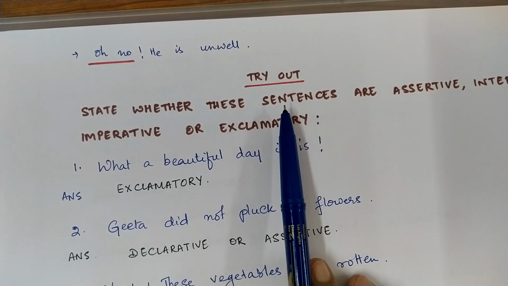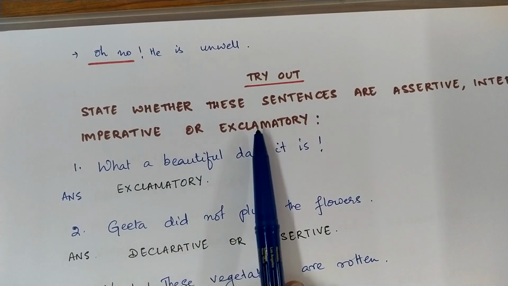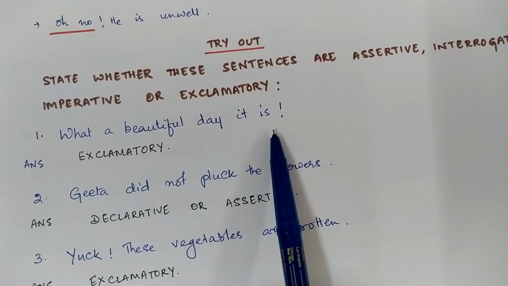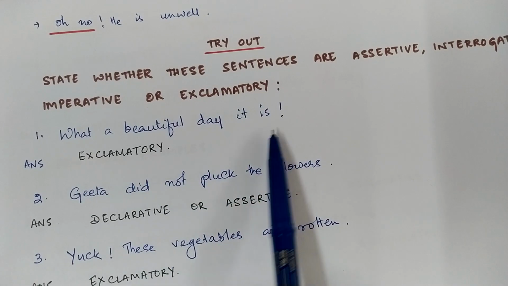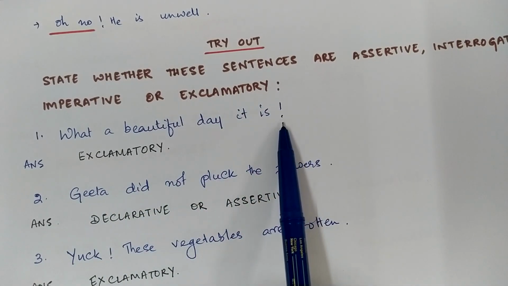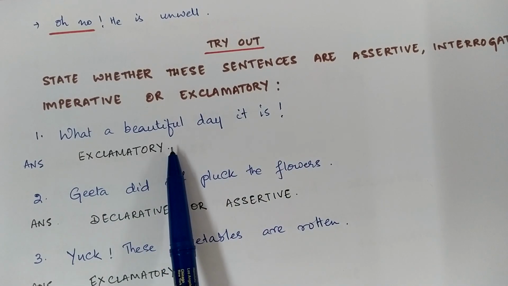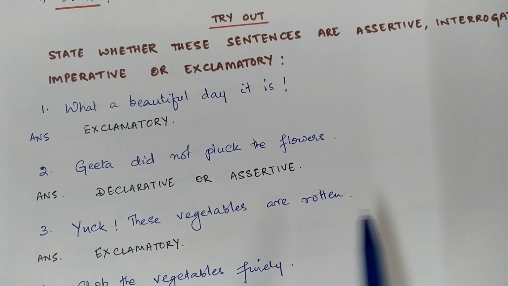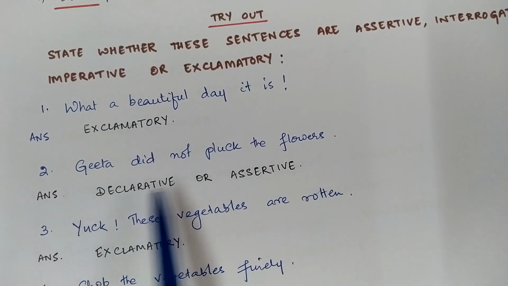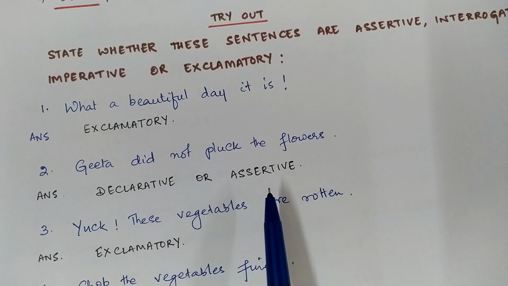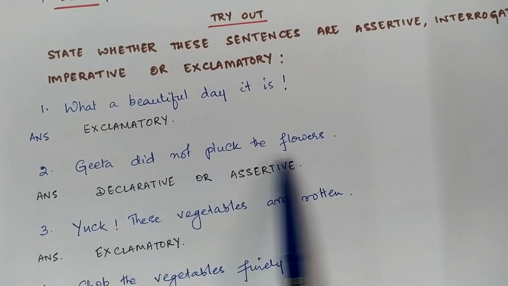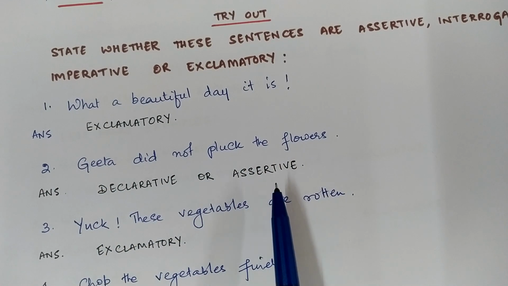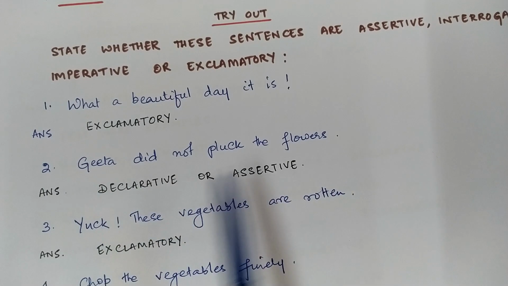Now, children, let us do the tryout from your Superb English Grammar book. State whether these sentences are assertive, interrogative, imperative, or exclamatory. First, what a beautiful day it is! We can immediately understand that it is an exclamatory sentence, because there is an exclamation mark at the end and it is expressing joy. Point number 2, Geeta did not pluck the flowers. The statement is declarative or assertive. Why? Because it is stating very clearly that Geeta has not plucked the flowers. Assertive means saying with strong agreement that Geeta has not plucked the flowers.